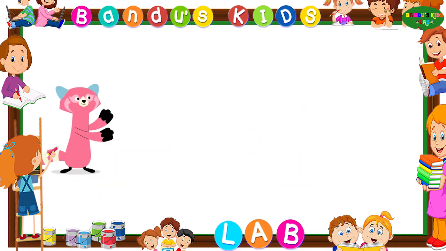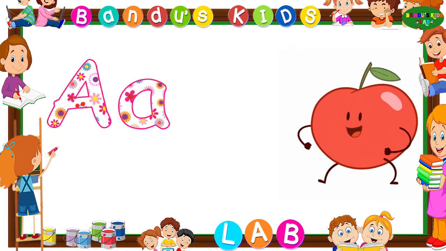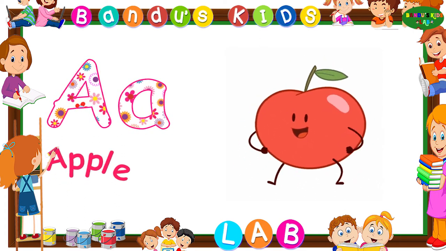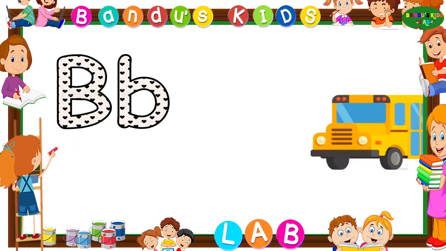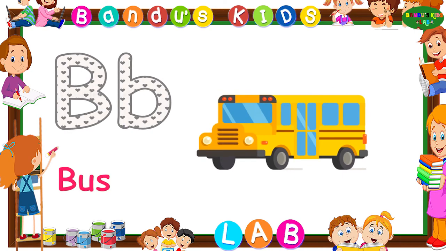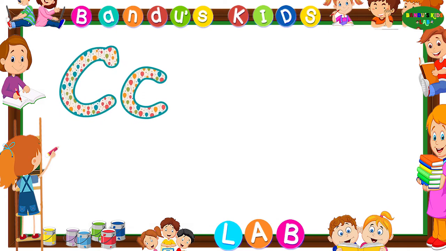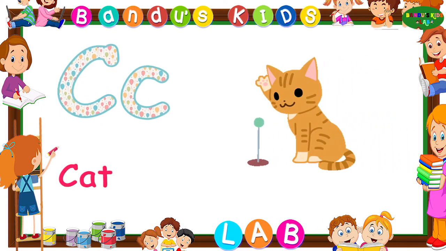Now we know all the letters. What about the sound of each letter? A. A is for apple. A, a, a, apple. B. B is for bus. B, b, b, bus. C. C is for cat. K, k, k, cat.